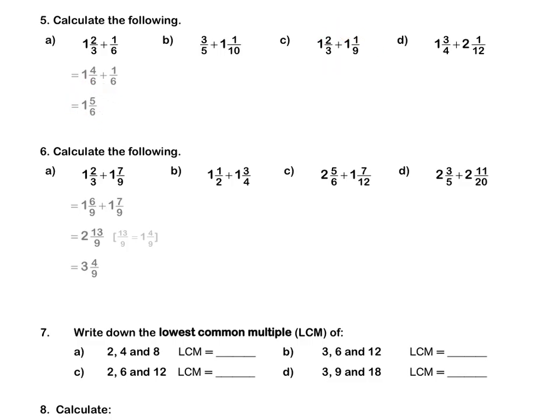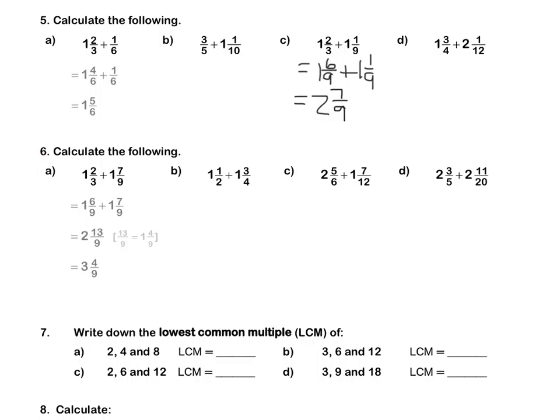Let's do C together. We have thirds and ninths. The LCD is 9. So we have 1. We times the bottom by 3. So 2 times 3 is 6. Plus 1 and 1/9. Then we add up our whole numbers and our fraction parts separately. 1 plus 1 is 2, and then we have 7/9. Press pause to complete the rest of question 5 by yourself.